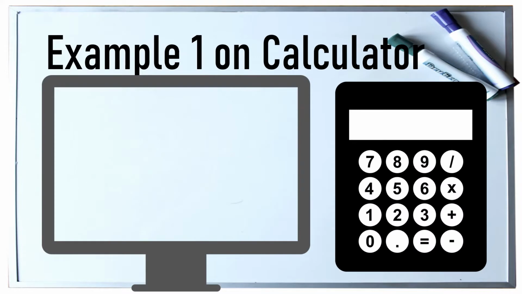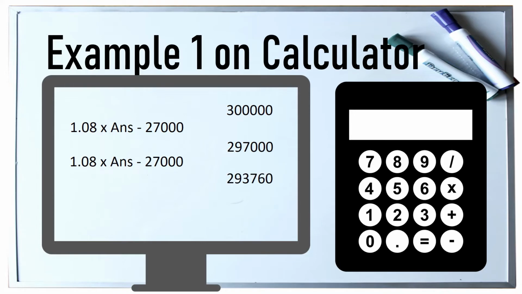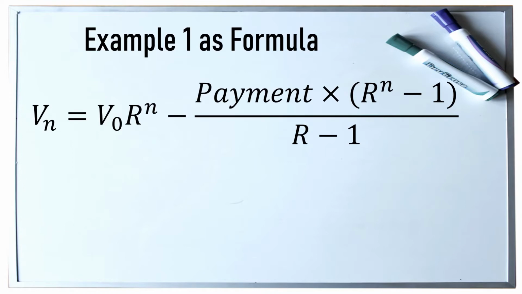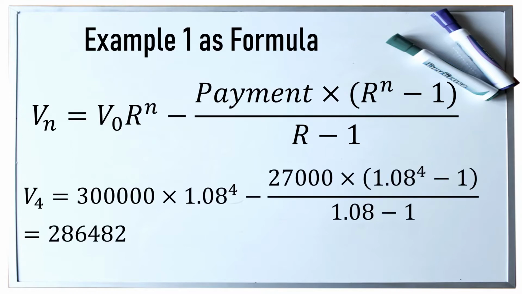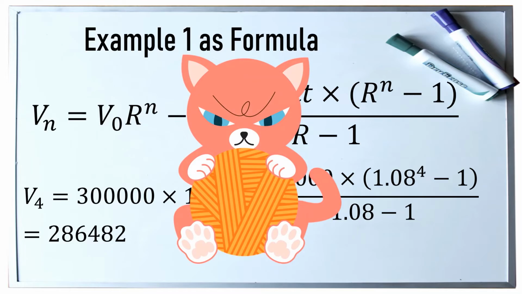There is a way to do this on the calculator. Put 300,000 into the calculator and then type this in, 1.08 times the previous answer minus 27,000. Most calculators should be able to do this. And then once you've got that set up, you can literally keep hitting enter and it'll keep giving you the answer for each time period. To do example 1 as a formula, you would need to use this monstrosity here. Now you can substitute in and get the correct answer, and you can pause the video and give it a go, but there are far better methods like using recurrence relations.